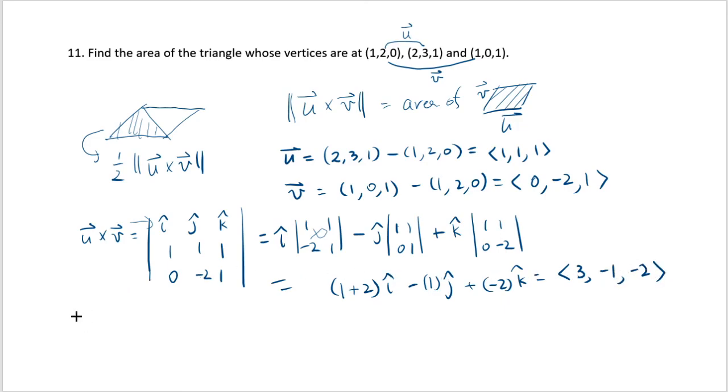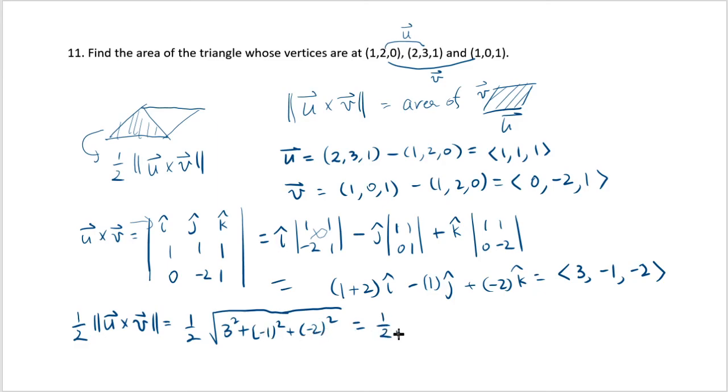Okay, so what's half of the norm of U cross V then? This will be half of the square root of the squares added up. That's 9 plus 1, which is 10, plus 4. So this is 1/2 of the square root of 14. So that's the answer.